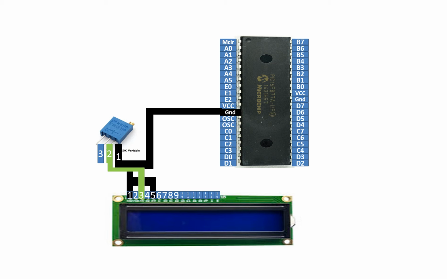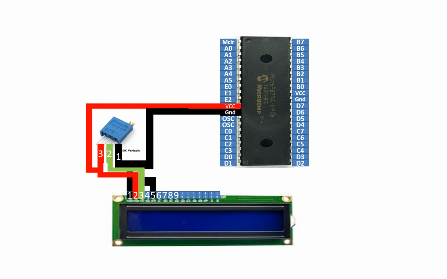Now guys, pin number 2 of your LCD is the VDD pin. From here you give 5 volt to the LCD. You will connect it to pin number 3 of your potentiometer, and then you send it to the VCC pin of your PIC microcontroller like this. In this way your LCD gets the 5 volt and your potentiometer gets the 5 volt.